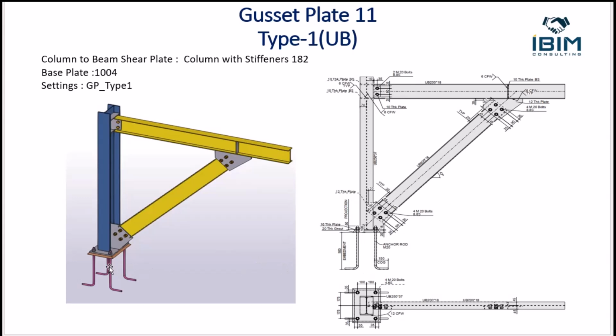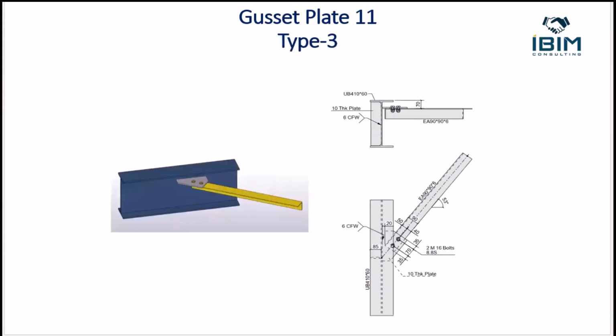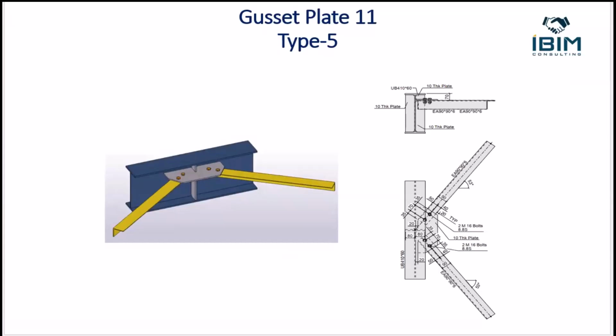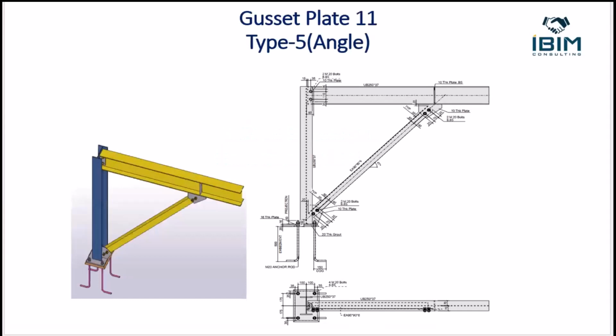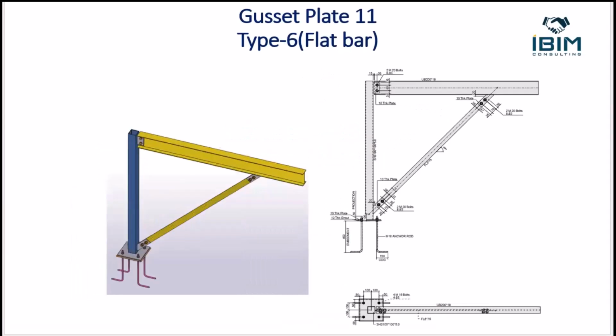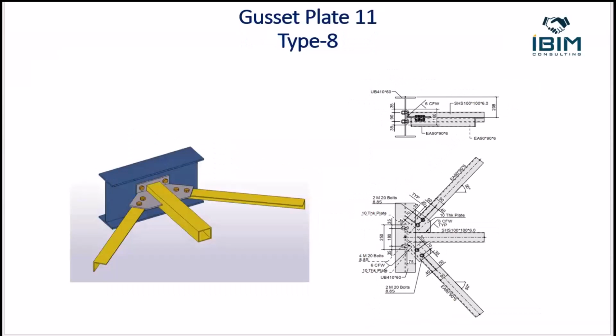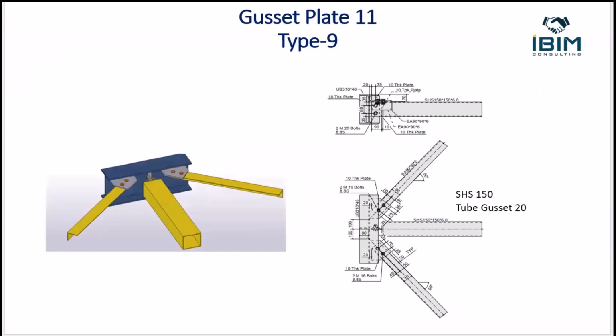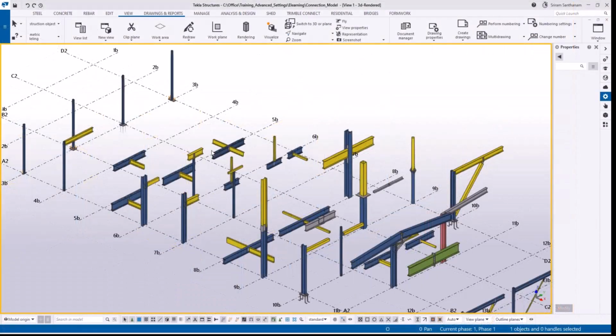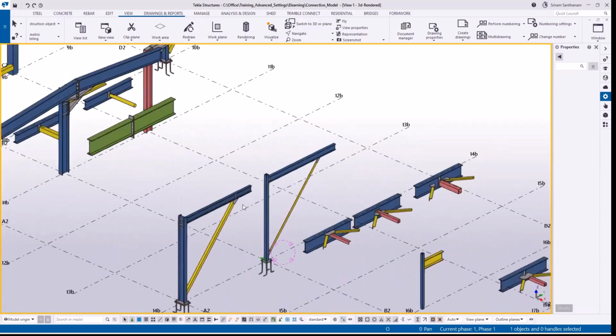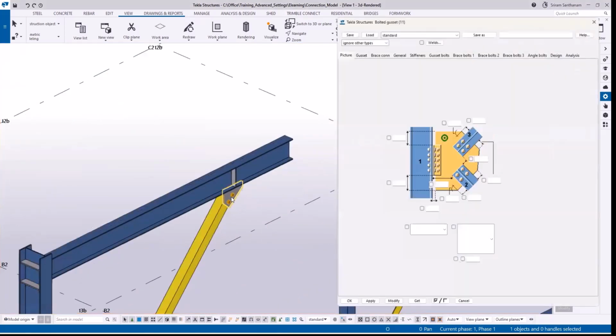So there are 4 connections here: base plate, gusset plate, shear plate, and stiffener. This is type 2, type 3, 4, and 5. Once we complete these 5 training sessions, then you will be doing these homework sketches: type 5, 6, 7, 8, and 9. While doing the practice session, if you are stuck with some connection details, you can go back to the model and just double click and open the connection details to see how this connection has been created.